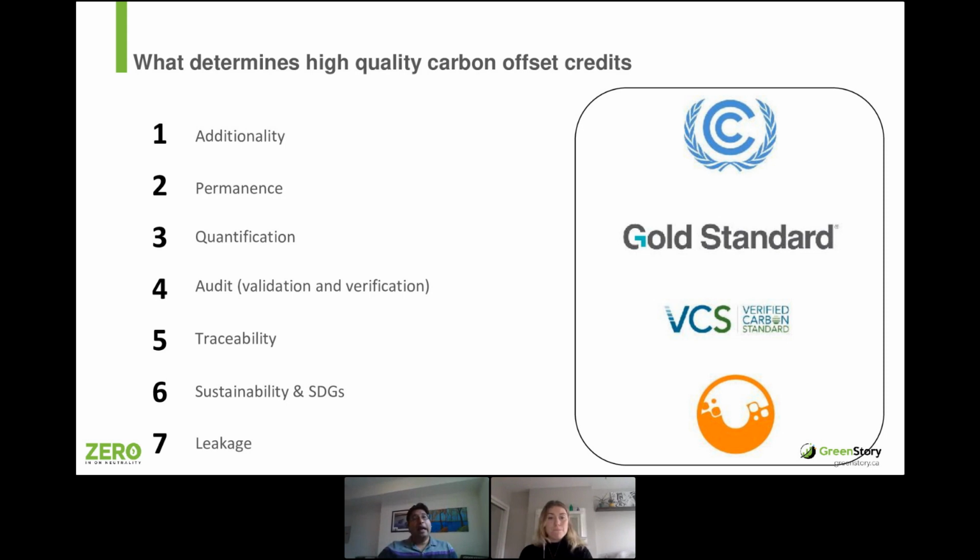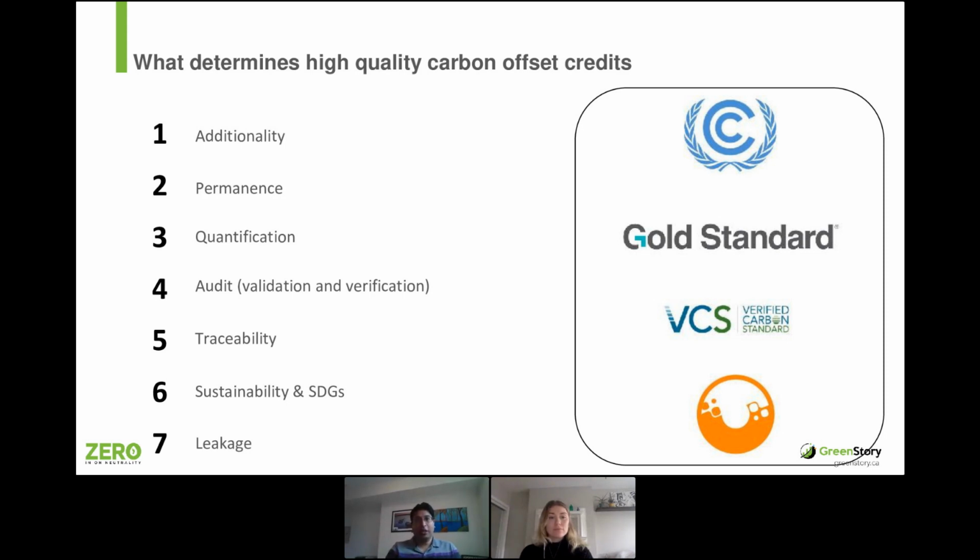Right. And as a company, you don't need to go and look at each of these criteria, because that would be a very tedious task to do. Yeah. And this is where the project development standards come into place. And there are quite a few. In fact, four of the main ones.